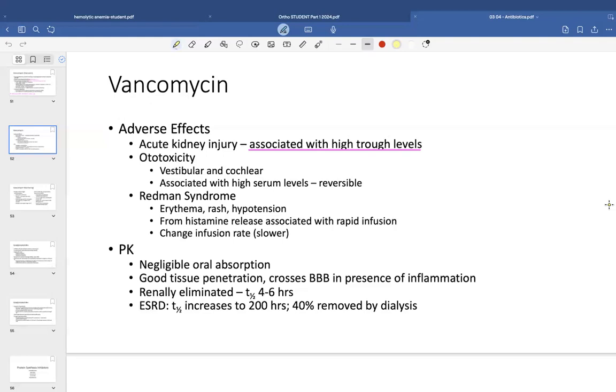So again, no PO absorption, decent tissue penetration when given IV, it can actually get into the brain when there's inflammation. It relies on the kidney for elimination, and as you can see, that half-life is fairly short with healthy kidneys, but can increase up to 200 hours in end-stage renal disease. And it's not even fully removed by dialysis. So in your end-stage renal disease patients, it hangs around for a long time. Very often we give them one single dose and then just let it sit around.